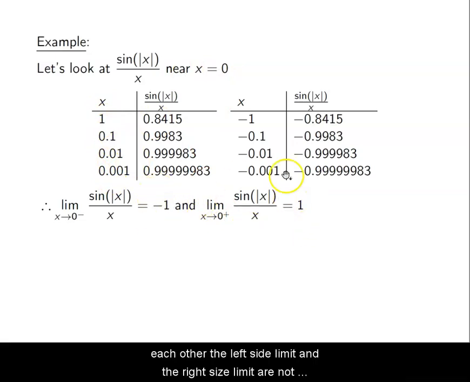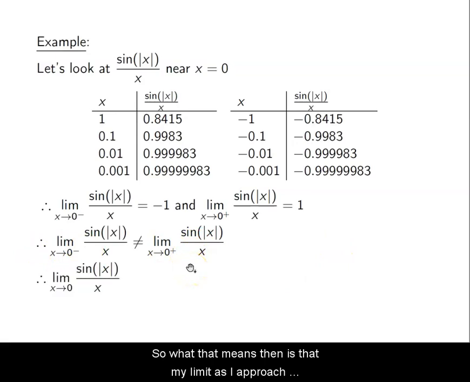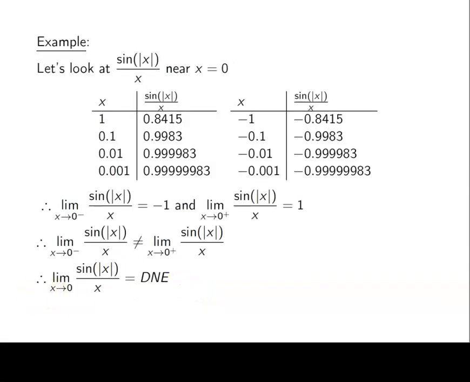So my two limits do not agree with each other. The left side limit and the right side limit are not equal to the same value. So what that means is that my limit as I approach 0 does not exist, because the two different sides do not agree with each other, right? So let's look at this graph real fast and we'll see what we mean.